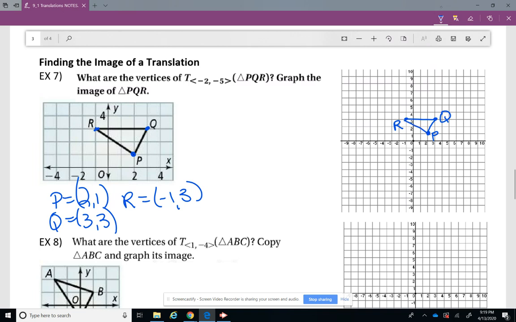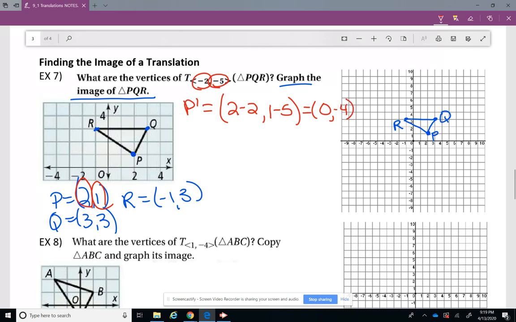Graph the image of triangle PQR. I'm going to do this in red. I want you to write this. I'm going to take P prime. I'm going to take the 2 and subtract 2 from it. I'm going to take the 1 and subtract 5 from it. And we're going to get our point. 2 minus 2 is 0, and 1 minus 5 is -4. Let's plot that. We go 0, then -4, and that's P prime.